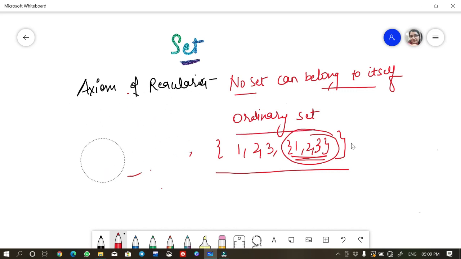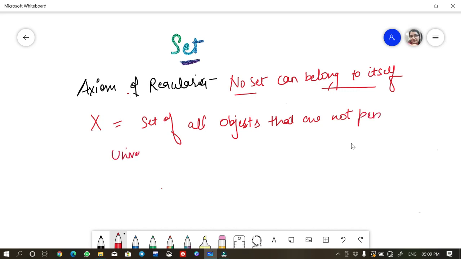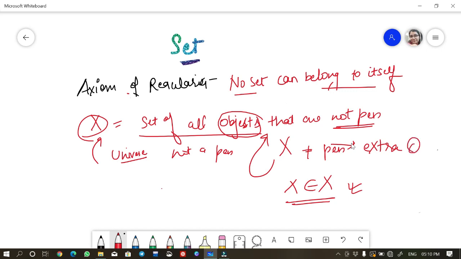Now if I have to find one extraordinary set, I will say let X be the set of all objects that are not pen. So in the universe, everything which is not a pen can be in this set. So we can say that this X itself is not a pen, and hence this X belongs to the set, because X is nothing but a collection of all the objects that are not pen. So you can say that this X is also a set which is not a pen, and hence X belongs to X. So this will be an example contradicting the axiom of regularity, right? This is called an extraordinary set, which does not satisfy the axiom of regularity.